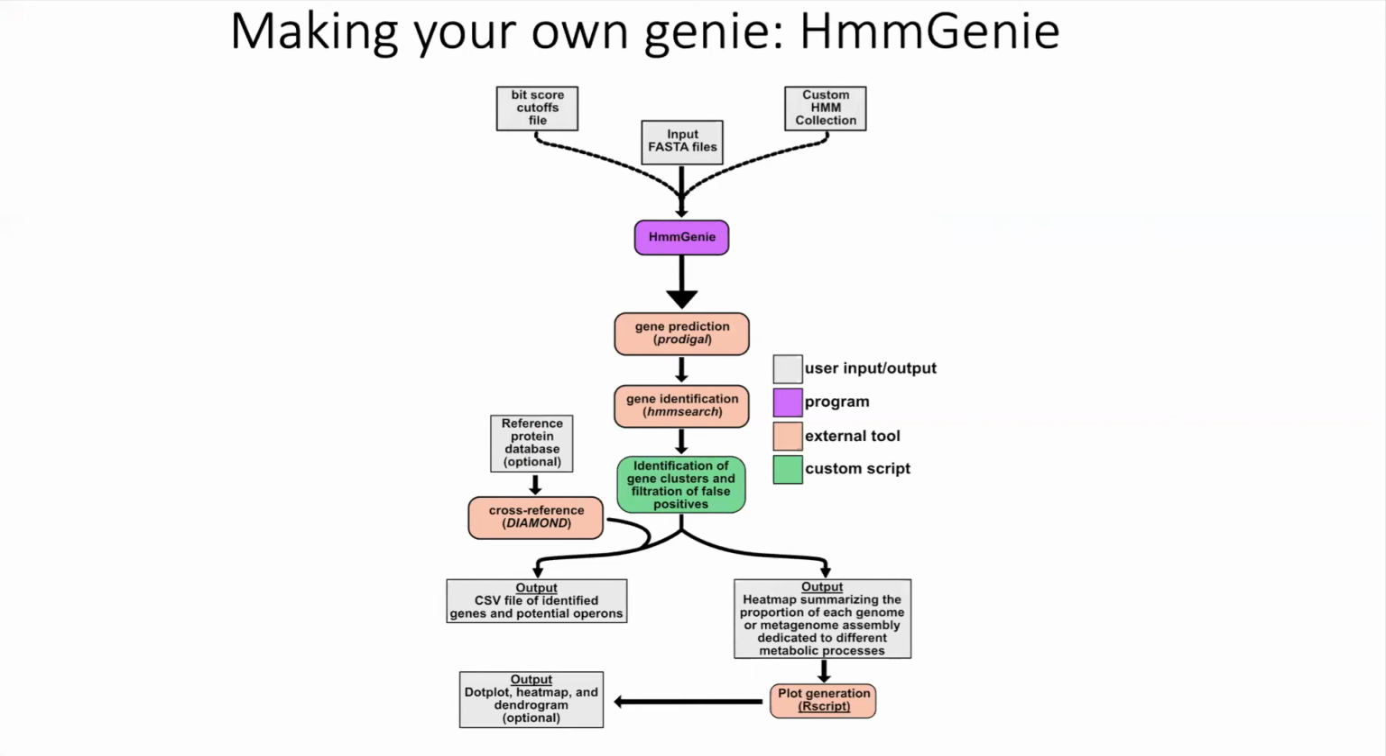That's not recommended though, because HMMs differ in their sensitivity. It's highly advised that you do your best to calibrate an HMM and figure out what the optimal bit score cutoff would be. Then you provide a two-column file where the first column is the name of the HMM and the second column is the bit score cutoff for that HMM, and HMM Genie will use that bit score cutoff and profile your data sets.